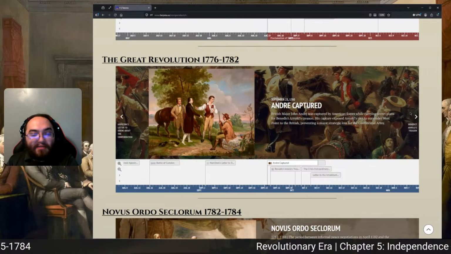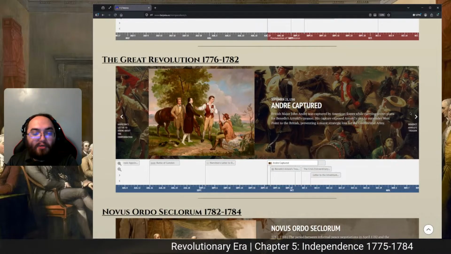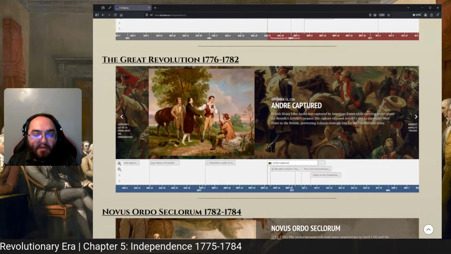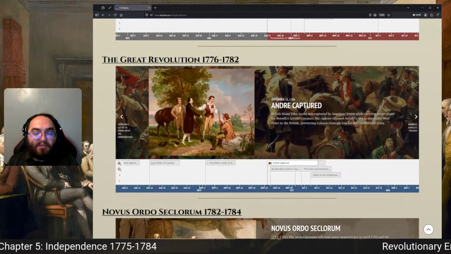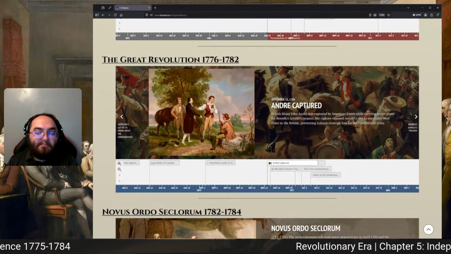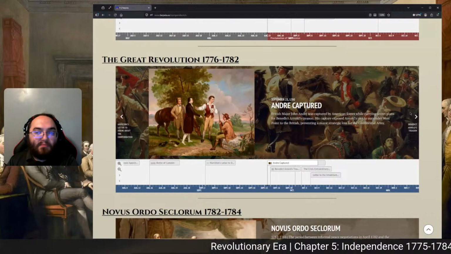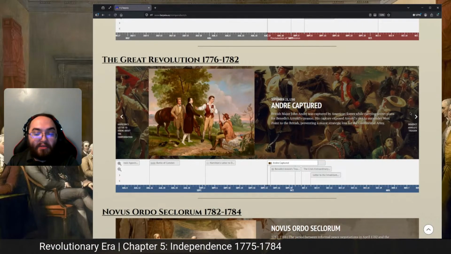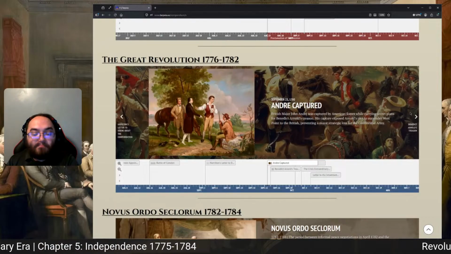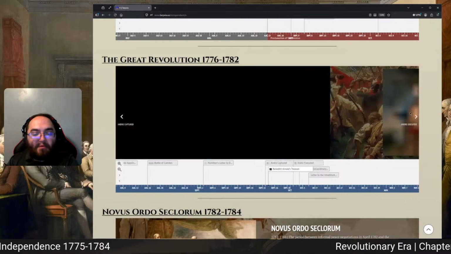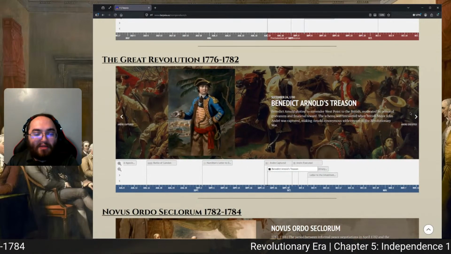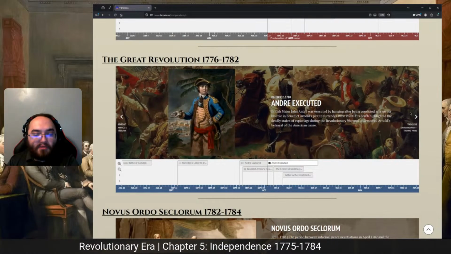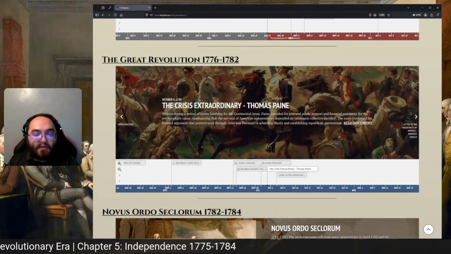John Andre is captured, the British Major General, who is the spy master, and carrying secret plans from Benedict Arnold about West Point for the British to capture West Point. Although he's caught, Benedict Arnold flees West Point and goes to the British side. John Andre will be executed.